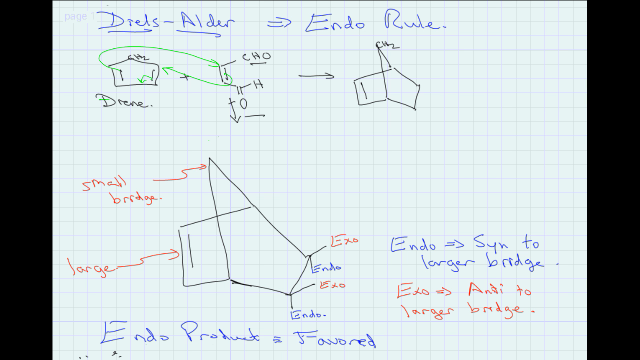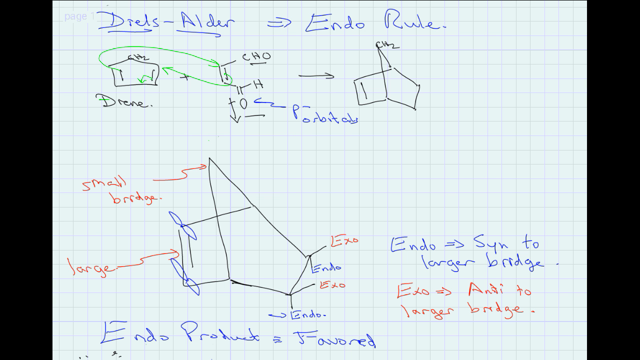And the reason for that is because of the interaction between the p orbitals in our electron withdrawing group, so there's going to be p orbitals here, and the p orbitals in our pi bond. We'll kind of draw them in. So there's an interaction that occurs between the p orbitals in our groups that are endo and our p orbitals in the diene that's formed. Due to that favorable interaction, this is why the endo product is preferred.